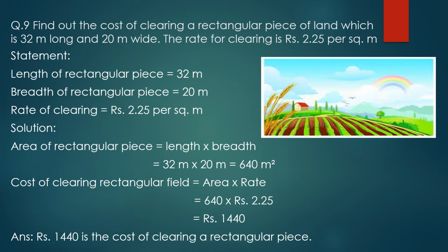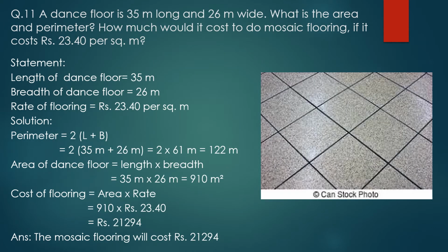Okay, very important. First find the area and then find the cost by multiplying the area with the rate. Please remember about the decimal places and the cost. Okay, so let's see question number 11.